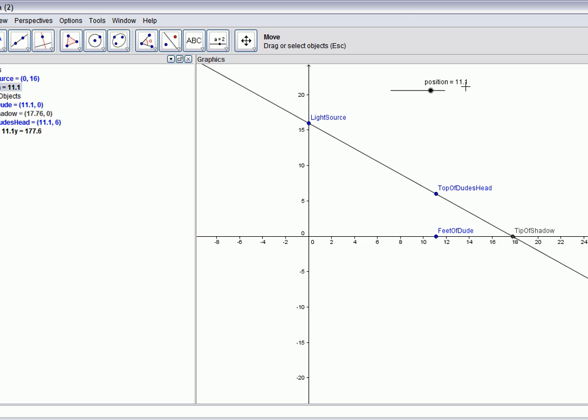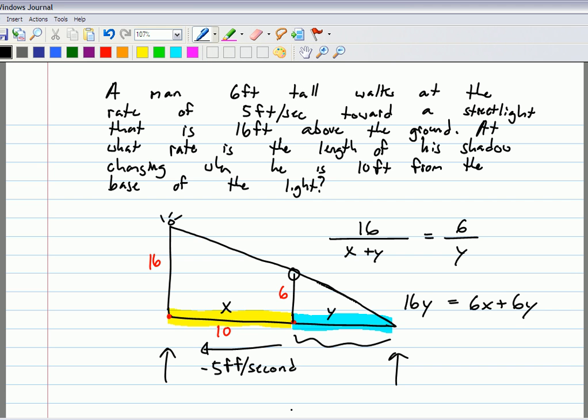Right? Really different than the ladder problem, where the rate at which the ladder drops is dependent upon how far away the base is from the building. This one says, no, it doesn't matter. No matter where the guy is standing, if he's walking at a constant rate, the rate at which the length of his shadow changes will be constant. So we're going to see if we can get the calculus to show that.